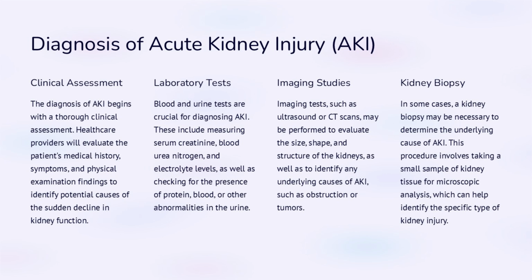Imaging tests like ultrasound or CT scans can evaluate the size, shape, and structure of the kidneys and identify potential underlying causes like obstruction or tumors. In some cases, a kidney biopsy may be needed to determine the specific type of kidney injury by analyzing a small sample of kidney tissue. The combination of clinical assessment, lab tests, and imaging/biopsy results helps healthcare providers make an accurate diagnosis of AKI and identify the underlying cause.